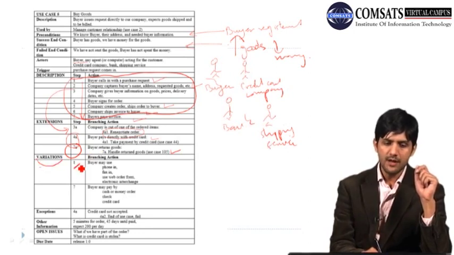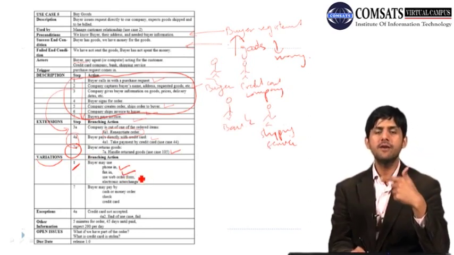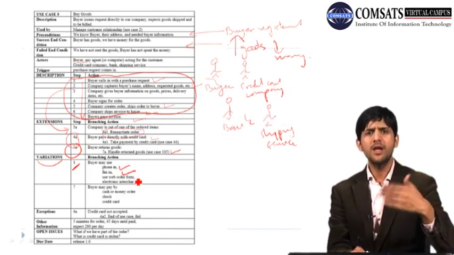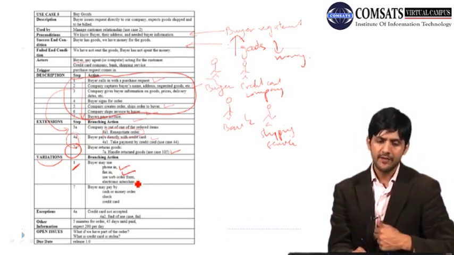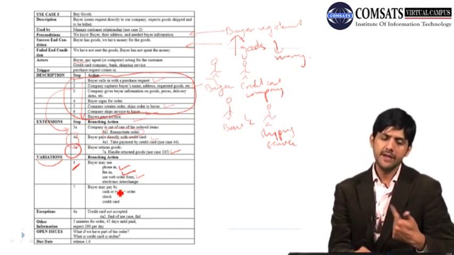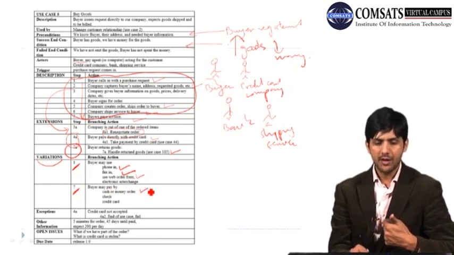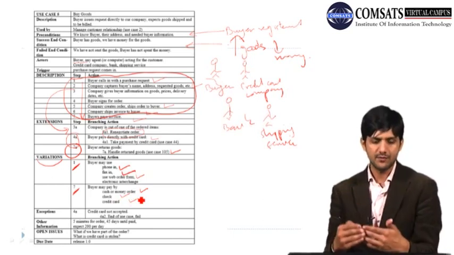For example, in step 1, one variation can be a buyer may use phone, he may fax this information, or, if you have a website where some buyer can use an online shopping cart to select the items that he wants to purchase, then that's another way of supplying information. Similarly, another variation at step 7 is buyer may pay by cash or money order, by check or credit card. So there are variations involved.